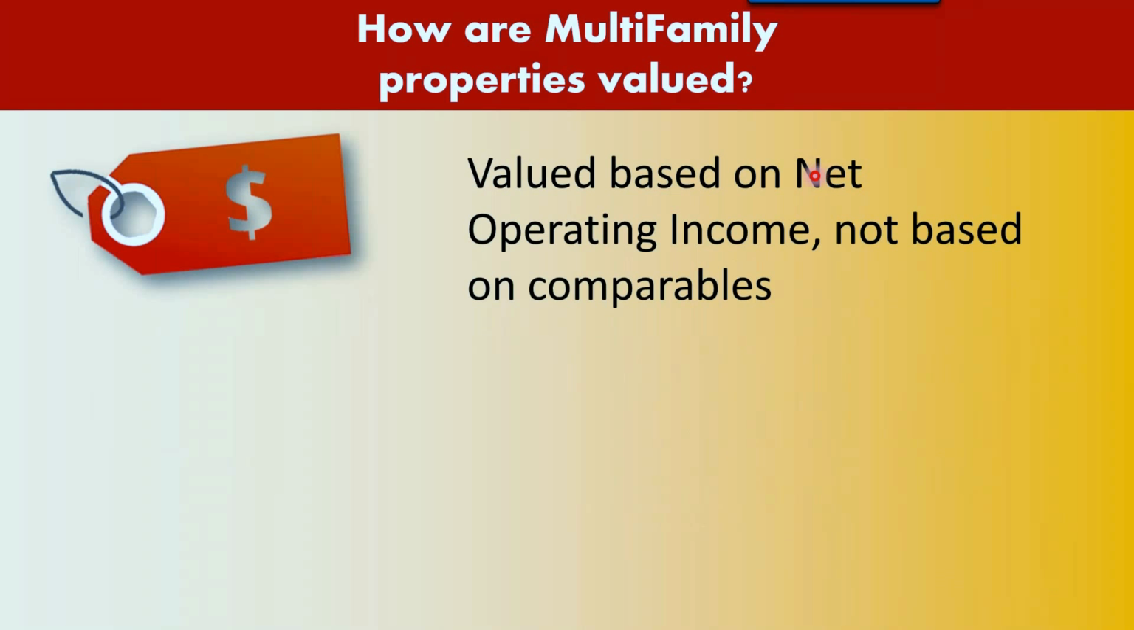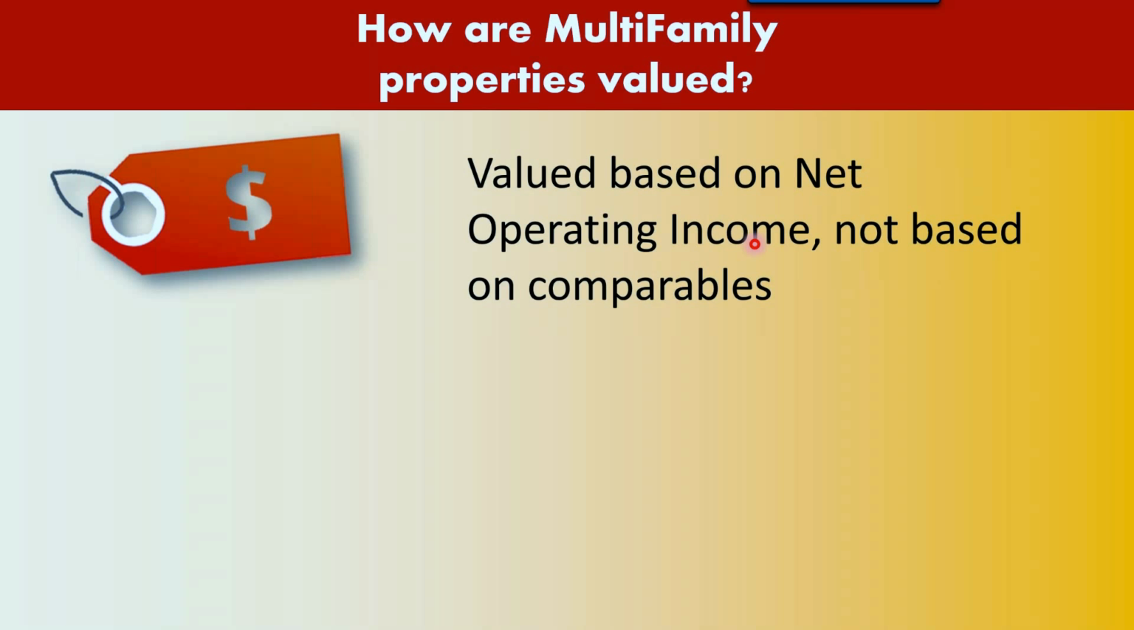Multifamily is valued based on income, the net operating income of the property. It is not based on comparables. For example, you could have two properties. They're next to each other. They're the same size. They were built on the same day. They're in exactly the same condition. One of them could be worth twice as much as the other in multifamily. Why? Because that one is better run and has double the net operating income. So this is a very important concept.